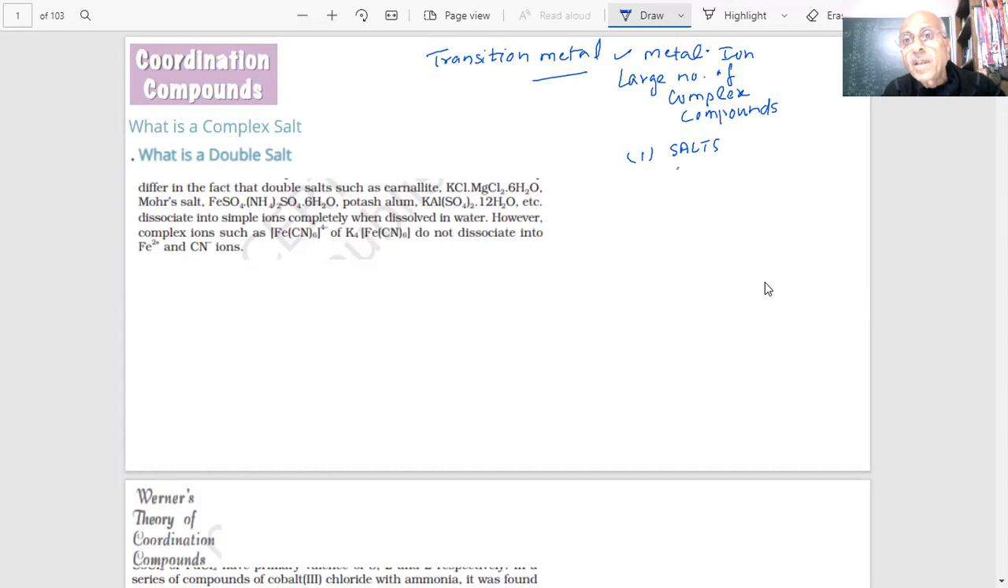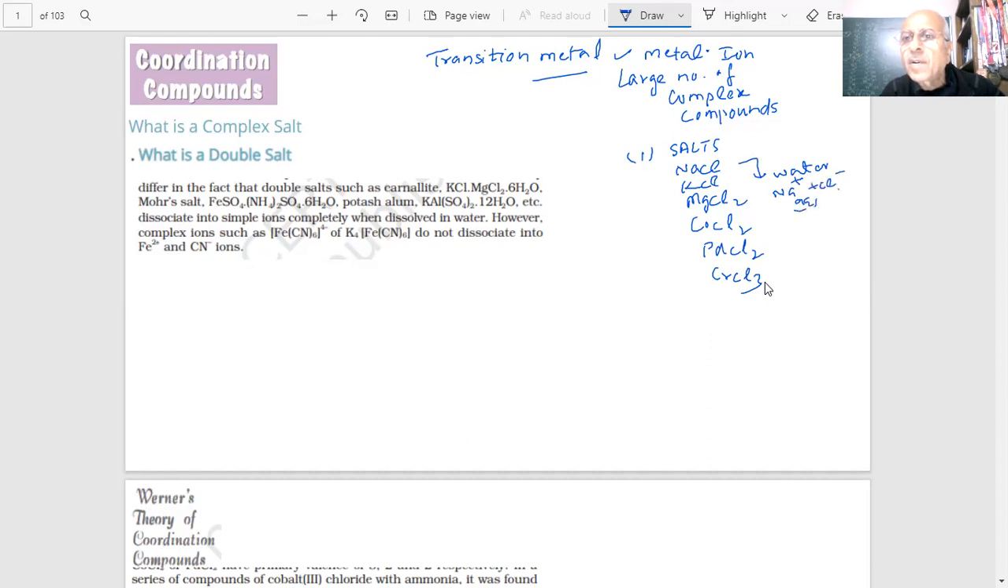For example, NaCl is a salt. KCl is a salt. MgCl2 is a salt. CoCl2 is a salt. If I write palladium chloride or CrCl3, what happens when you dissolve these salts in water? They are ionized. They dissociate completely. It gives sodium and chloride ions in water.